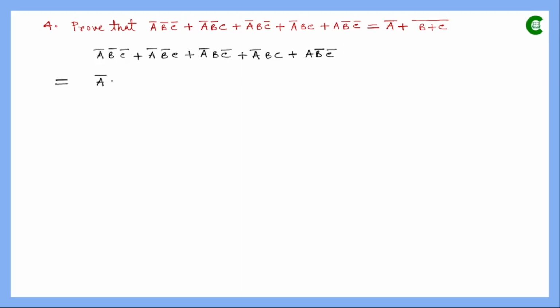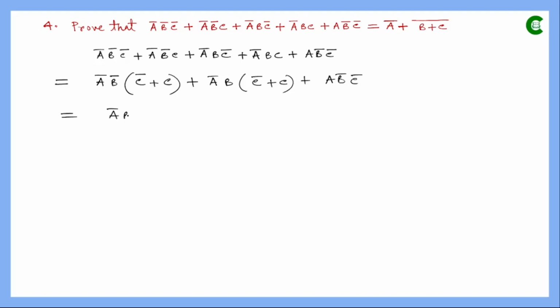So we will take a bar and b bar common. From the first two terms, what will be left in the bracket is c bar and then c. And also from the third and fourth terms, we will take a bar and b common, so what will be left within the bracket is c bar and then c. And the fifth term we will keep as it is. Then from this c plus c bar, we know that this will give us 1.